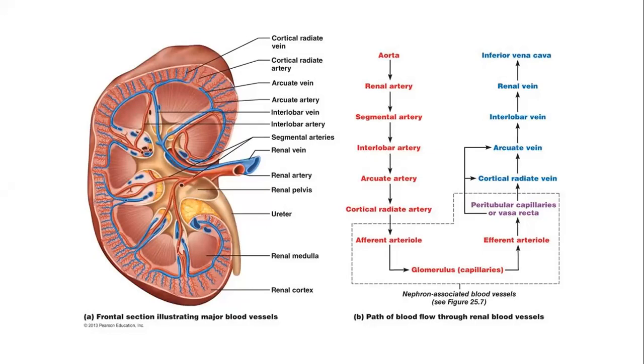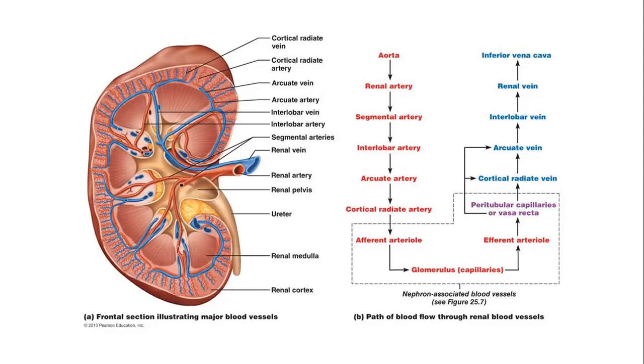So after the renal artery arises from the aorta, each renal artery divides into at least 5 segmental arteries. In this diagram, you can see here we have the renal artery. Now the renal artery is dividing into segmental arteries. There are at least 5 segmental arteries, and these arteries enter the hilum.